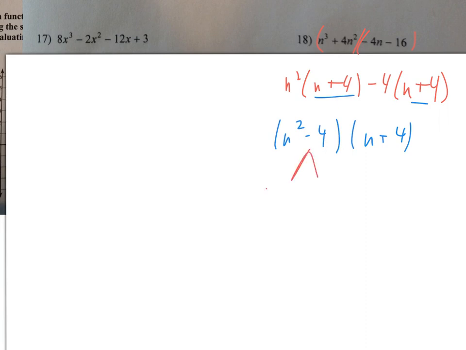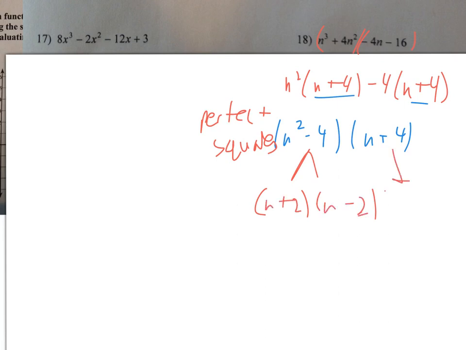And that one I can actually split up as the difference of perfect squares. This only works if both terms are perfect squares here. So I can do n and 2 and n and 2 and just one plus and one minus. And then I'm just going to keep that one the same.